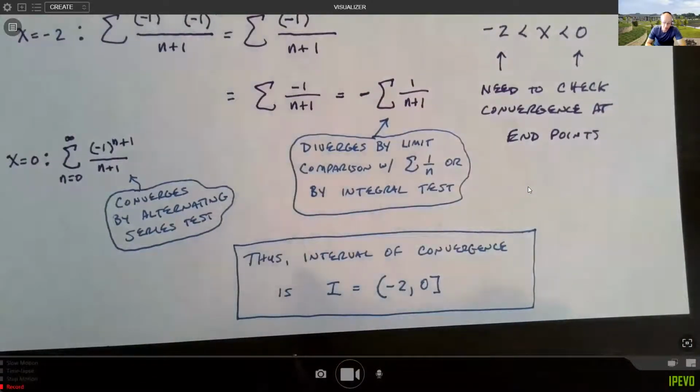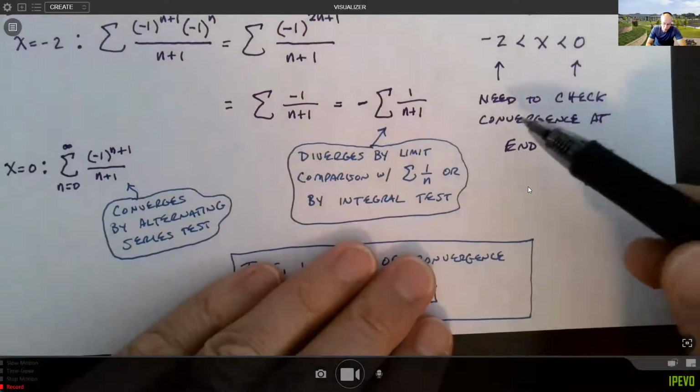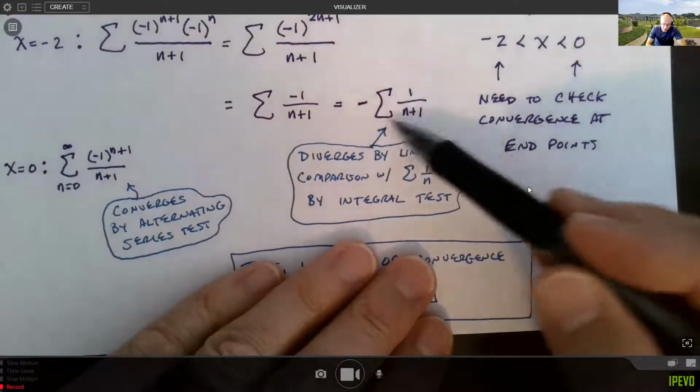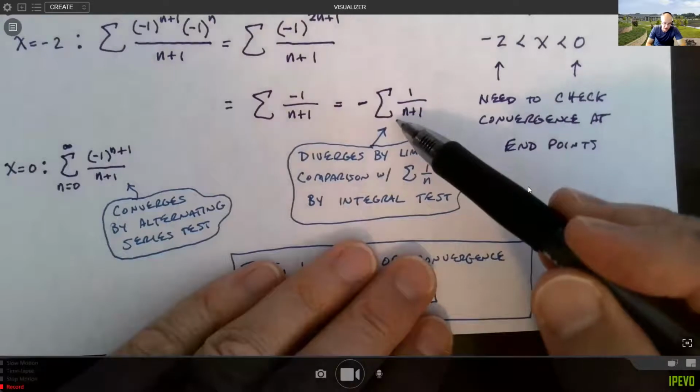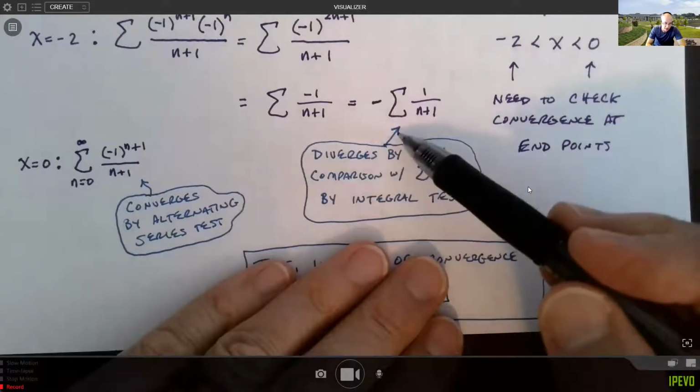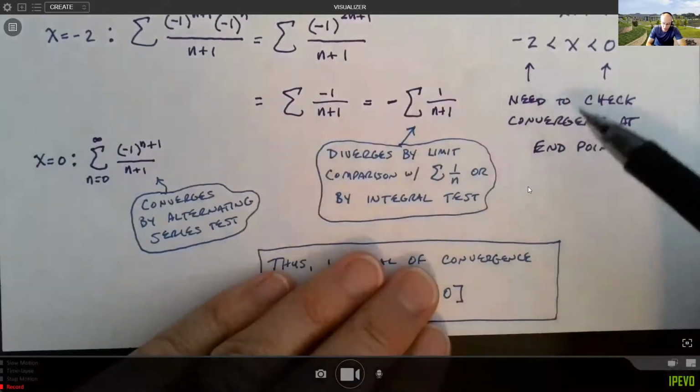So either way, make sure you check that, but that should make sense. When you're doing these problems, I would like you to state what test you're using to determine the convergence or divergence of this series at this endpoint. So since it diverges, we're not going to include x equal -2. We're not going to include that endpoint.